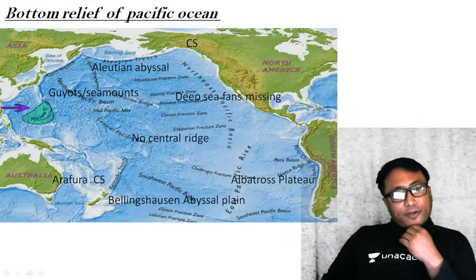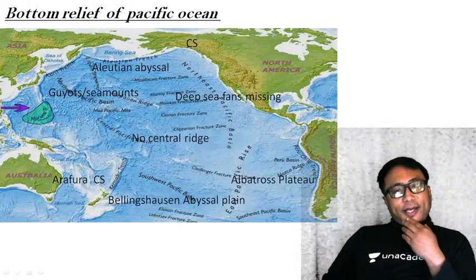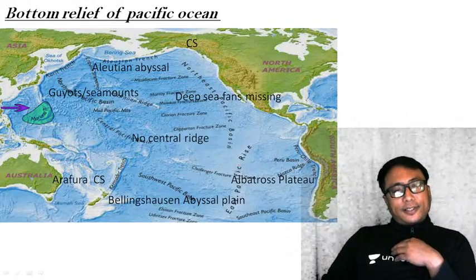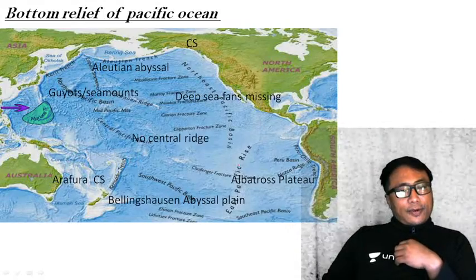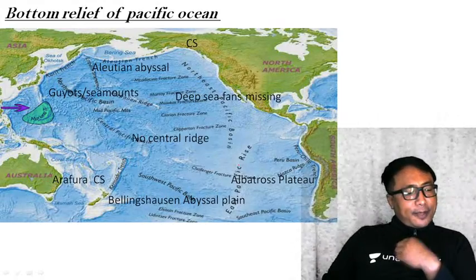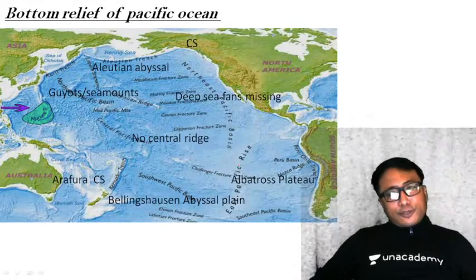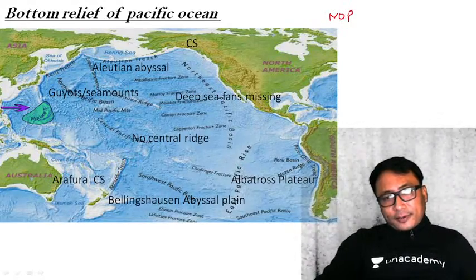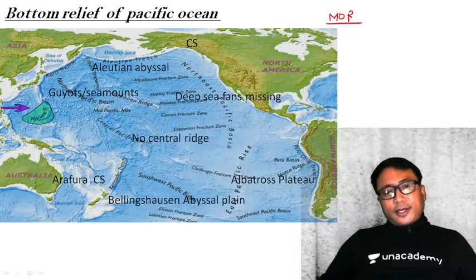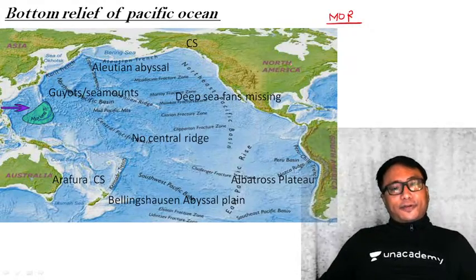See, in the Pacific Ocean, one of the important characteristics is that there is no central ridge. What is the central ridge? That is the mid-oceanic ridge, the MOR region. During our ocean bottom topography, we have already seen what is MOR, mid-oceanic ridge. But it is absent in the middle of the Pacific Ocean.